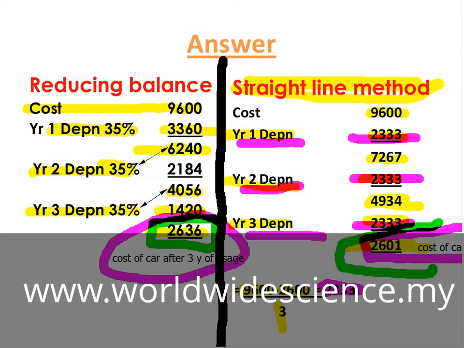And as I told you, you remember in the reducing balance, the depreciation would be higher in the first years, and the later years will be smaller. You see, the first year we have 3,360. At year number 3, the last year, we have only 1,420. But in the straight line, they remain the same as this one, as this one, and as this one.